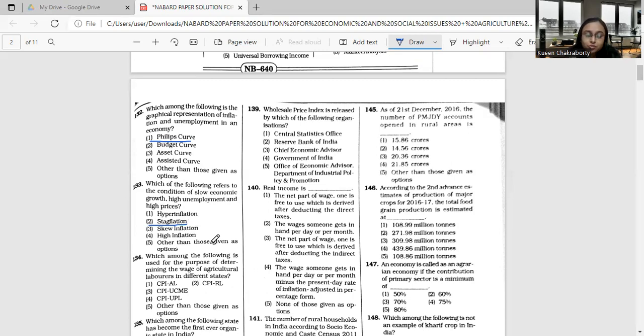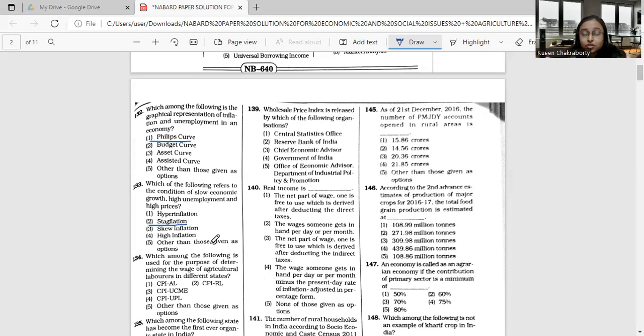Next, moving on to question number 134. Which among the following is used for the purpose of determining the wage of agricultural laborers in different states? CPI-AL, CPI-RL, CPI-UCME, CPI-UPL, or other than those given in the options.